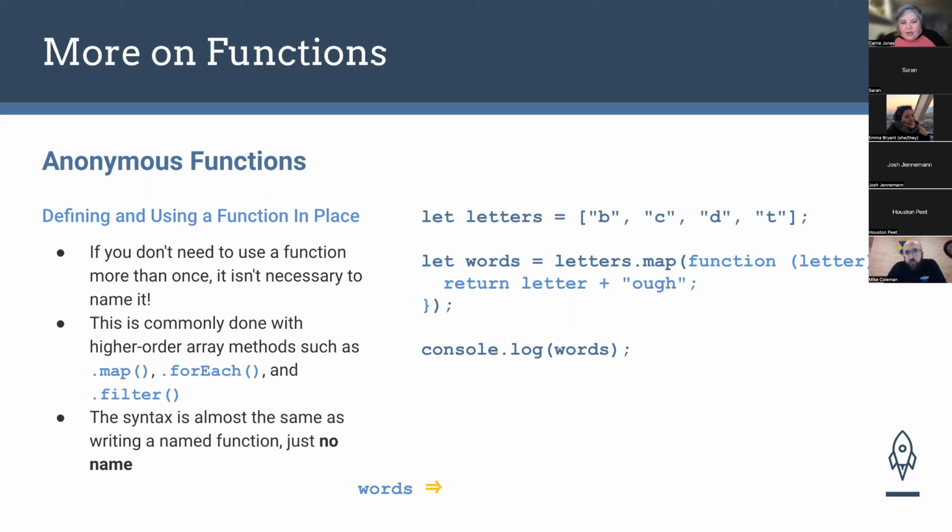So it's going to go through and run this function for every single one of the elements. And for each letter, it's going to return letter plus OUGH, and then it'll put that into a new array for us for each one. So if I go and console log words, what am I going to see?